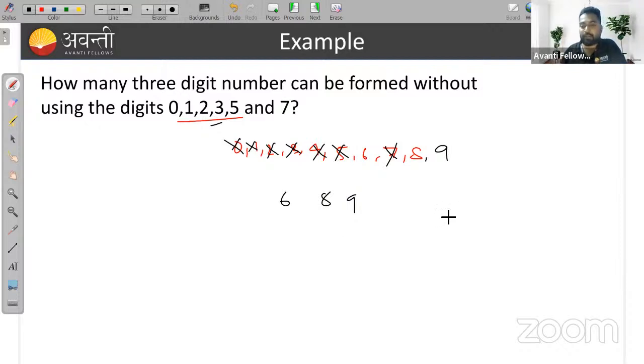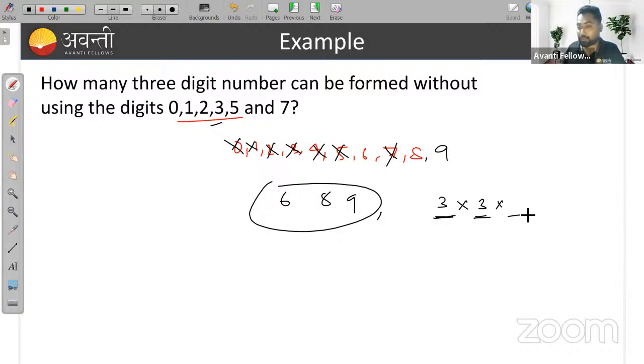See here, it is the same thing. Here we have 3-digit places, which means we have 3 places to fill with digits. For the hundreds place we have 3 options, that is 3 into. For the second one, the tens place, we also have 3 options. For the third, the ones place, we also have 3 options. So 3 to the power 3, that is 27.